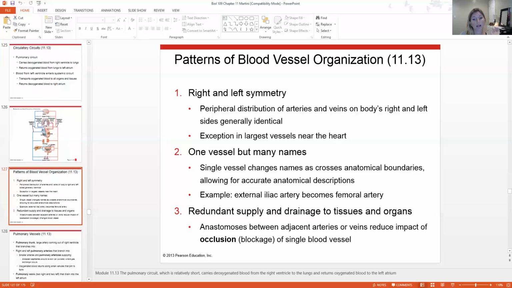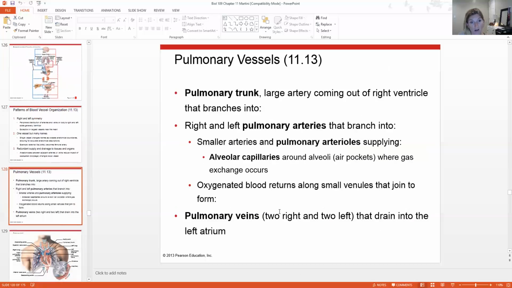A redundant supply and drainage to tissues can reduce the impact on one single blood vessel. And anastomosis, which is a connection between adjacent arteries and veins, can reduce the impact of a blockage. So in other words, usually there are several routes to get into a specific area or out of a specific area. Let's talk about the pulmonary vessels.